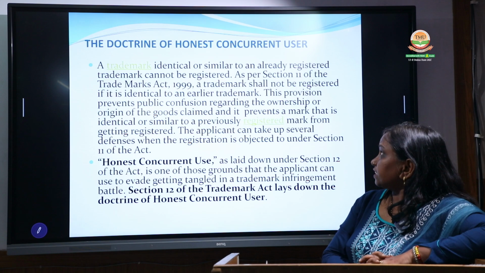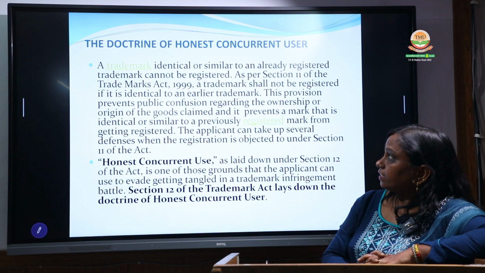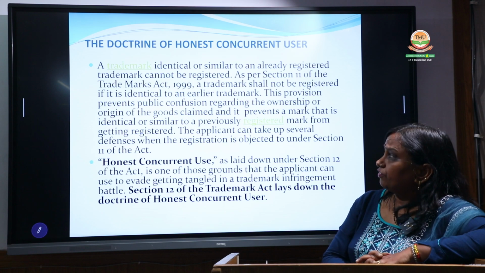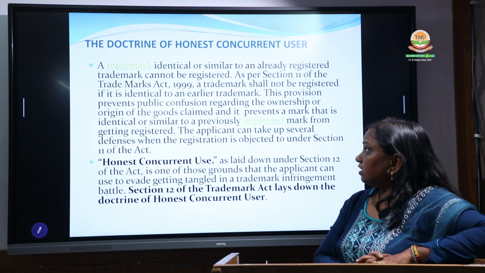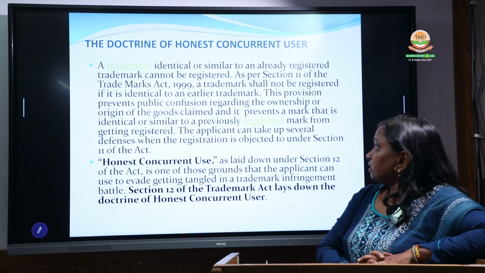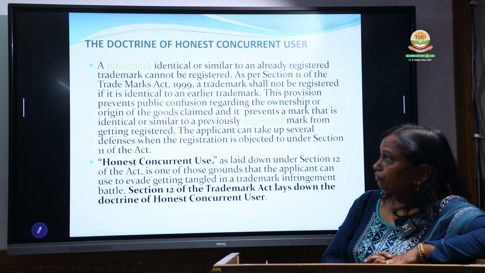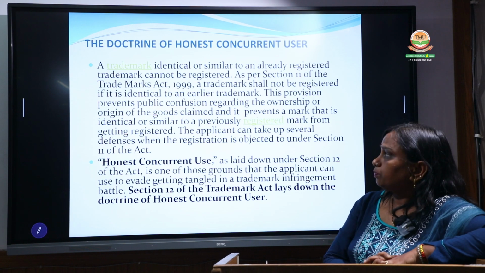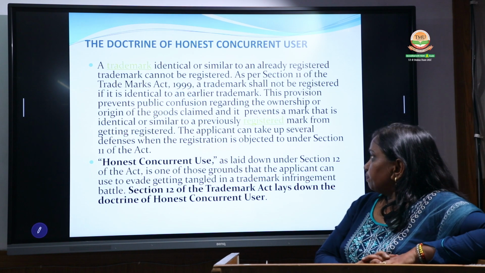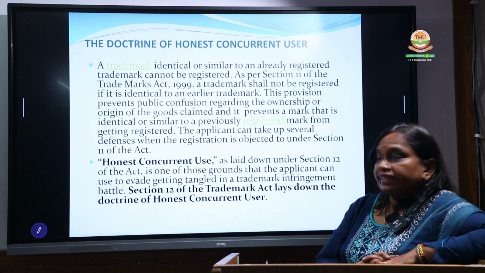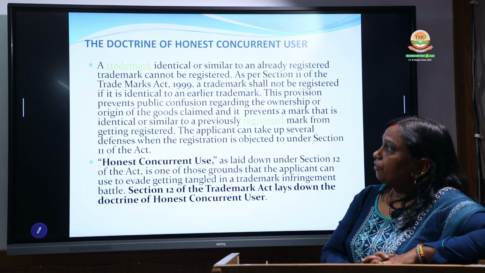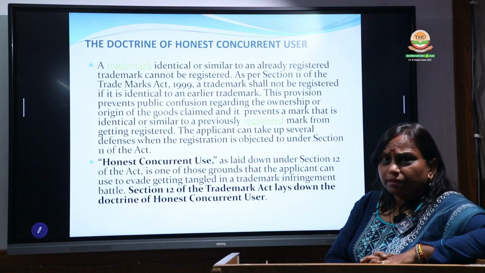As per section 11 of the Trademark Act 1999, a trademark shall not be registered if it is identical to an earlier trademark. This is also very clear from what we have discussed till now. This provision prevents public confusion regarding the ownership or origin of the goods and services claimed, and it prevents a mark that is identical or similar to a previously registered mark from getting registered. So this is the basic rule.